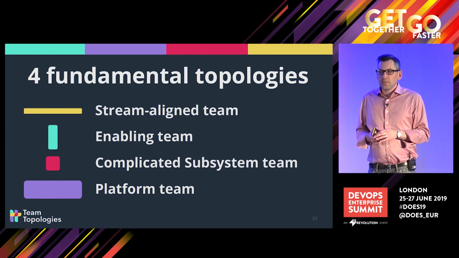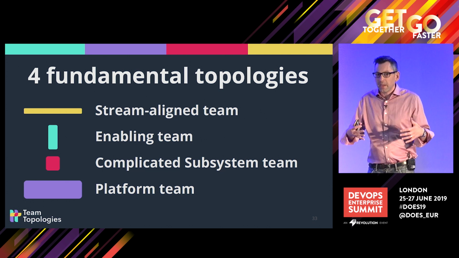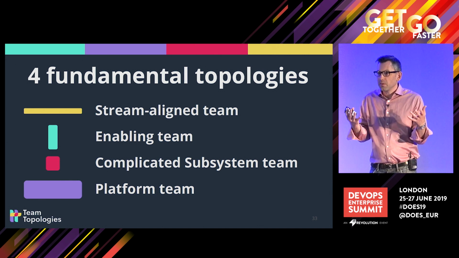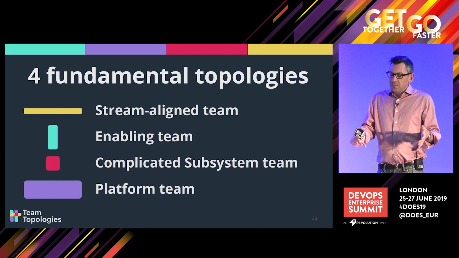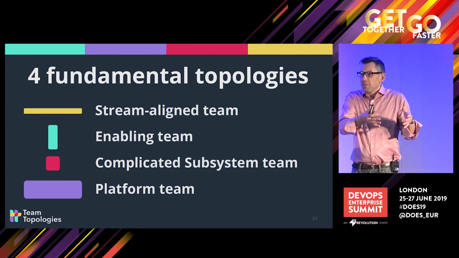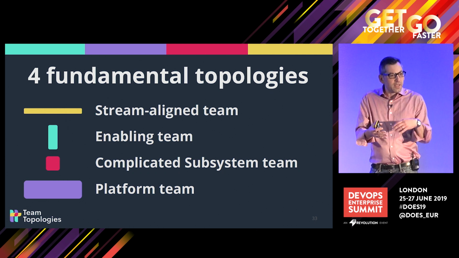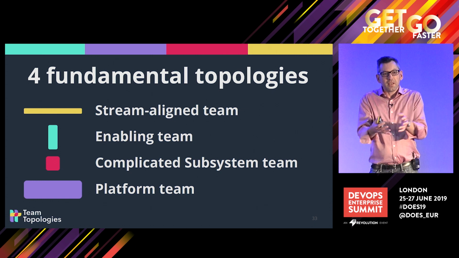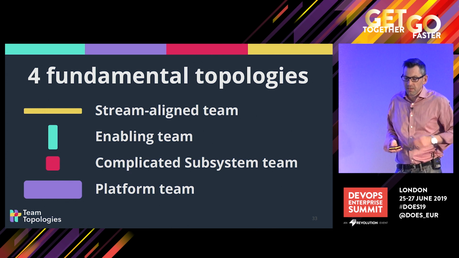We heard a great talk from Tom this morning about the platform at ITV. We need some support from the platform so we don't have to think about how to spin up a Kubernetes cluster, because that would be too much increased cognitive load compared to deploying something more business focused. Likewise, for a complicated subsystem team, in the case of media streaming, we need to write a specialized video transcoding component, so we probably hire people with PhDs in maths or something like this, and get them to work on a complicated subsystem. We're taking the cognitive load off the stream-aligned teams, who can focus on a more custom end-to-end experience.